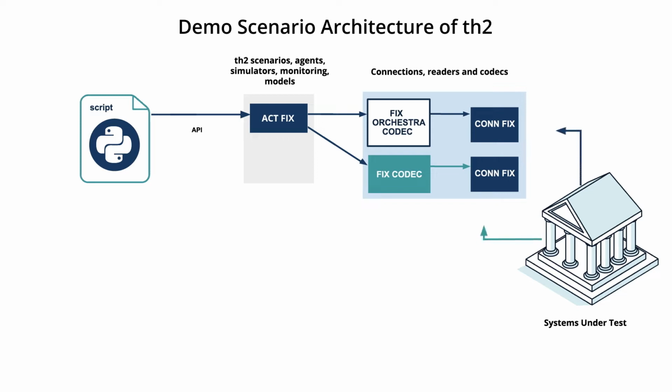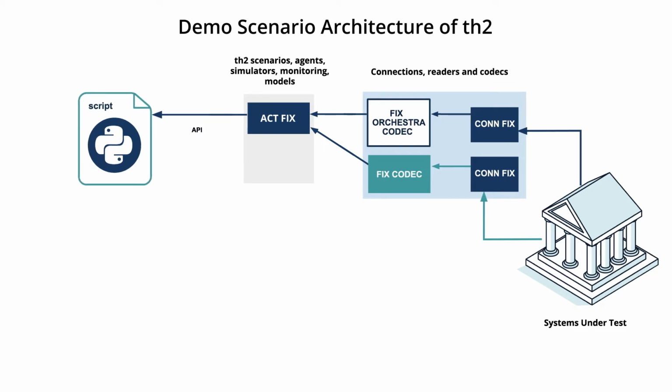After that, the system sends a response to our messages. When confix receives the response, it sends the FIX format message to the codec for decoding. The codec performs decoding and sends the abstract message back to ActFix, and Act returns the corresponding response to the script. The codec also sends it to the check1 component for further verification by script.